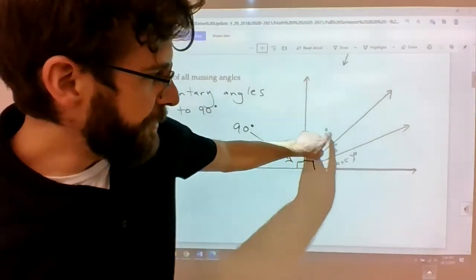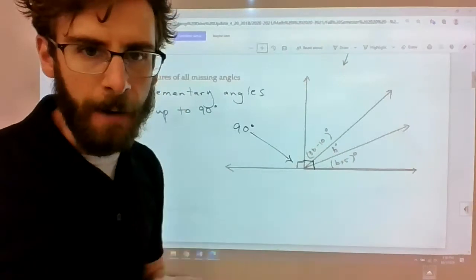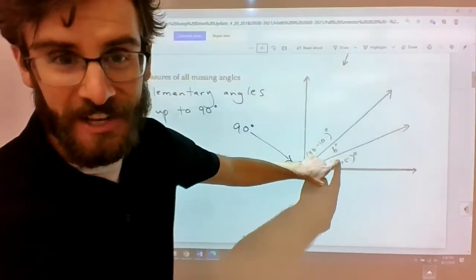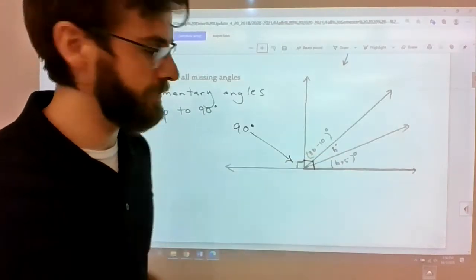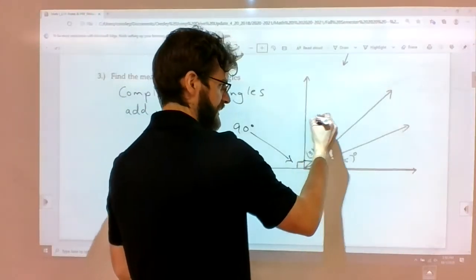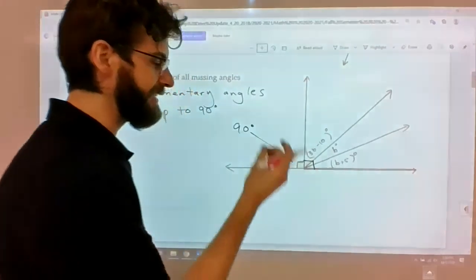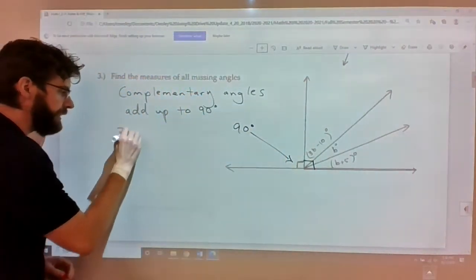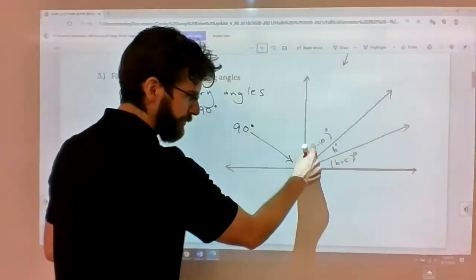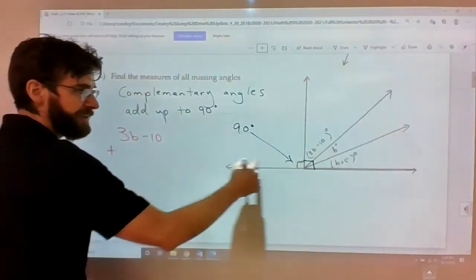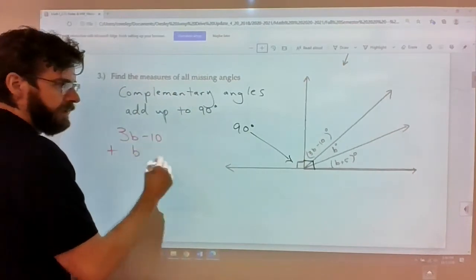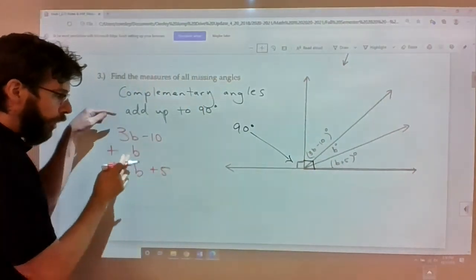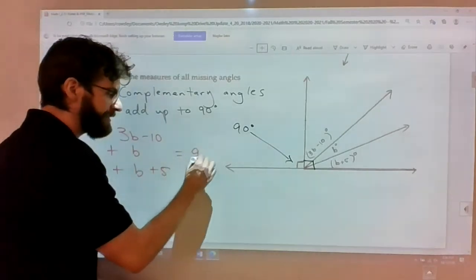So these 3 angles add up to 90 degrees. It's like this is a giant right angle. So what I'm going to do is I'm going to say 3b minus 10, my first one, plus b plus 5. All 3 of those angles should add up to 90 degrees.